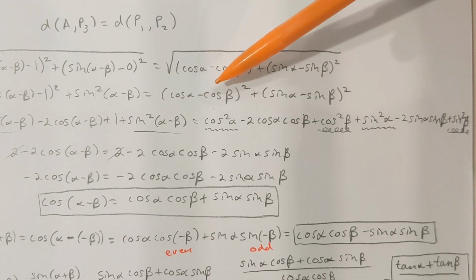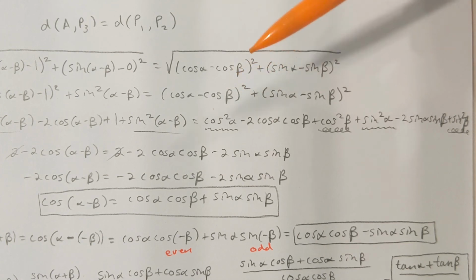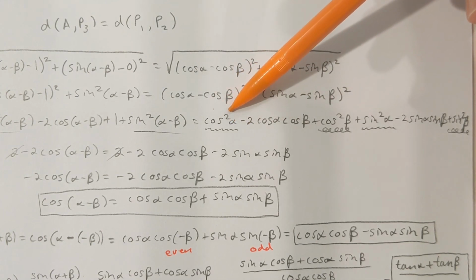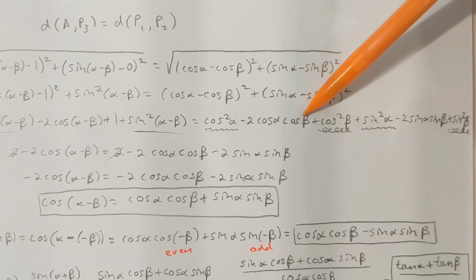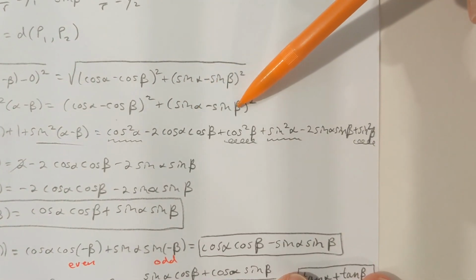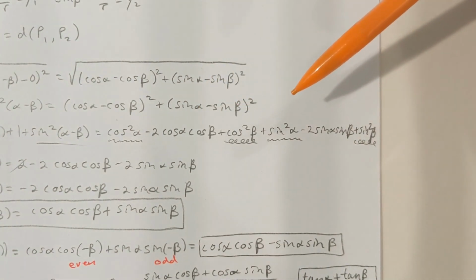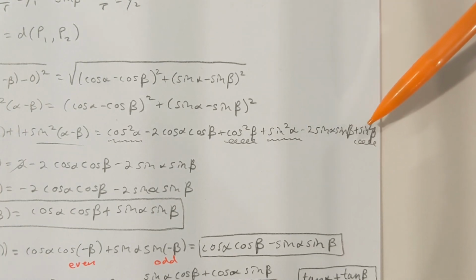Okay, so cosine alpha minus cosine beta times another cosine alpha minus cosine beta would get me cosine alpha, the quantity squared, minus 2 cosine alpha cosine beta plus cosine squared beta. Sine alpha minus sine beta times another sine alpha minus sine beta would be sine squared alpha minus 2 sine alpha sine beta plus sine squared beta.